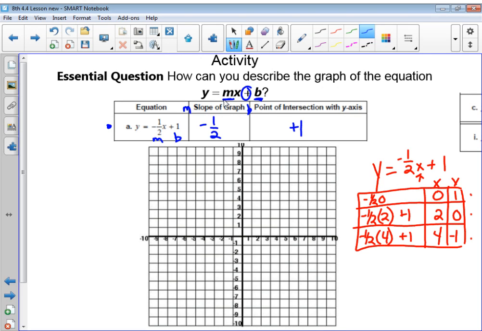Now to graph this, we always start with where it crosses the y line. It crosses the y line at positive 1, so we put a dot. Now we follow our slope, which was negative 1/2. So we go down 1 and to the right 2. From the point where it crossed the y line, I go down 1 and over to the right 2. I should now be able to draw my line through that.